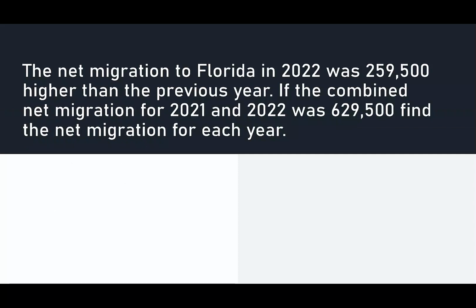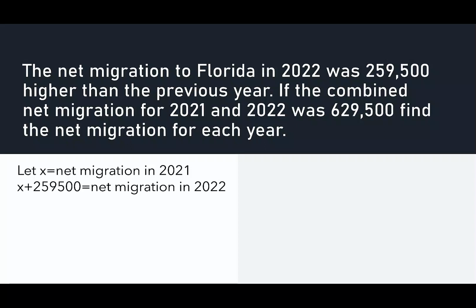Let's try another one with real data. The net migration to Florida in 2022 was 259,500 higher than the previous year. If the combined net migration for 2021 and 2022 was 629,500 people, find the net migration for each year. So our first thing we should always do is identify a variable. So I'm going to let X be the net migration in 2021. What you notice is I usually pick the smaller amount. That way I can add to it or subtract from it as I'm comparing it to the other value I was given. So I know in 2021 I had X, and then in 2022 I had 259,500 more, which means I have X plus 259,500.